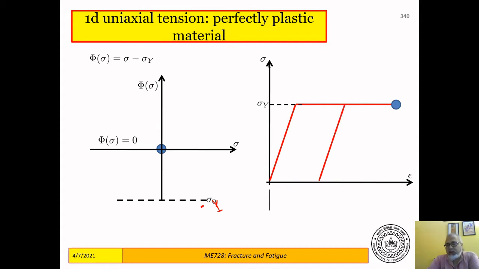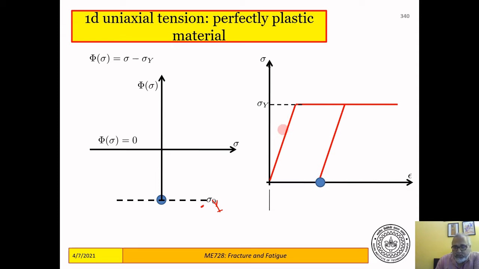Now if I unload the specimen, so I start from here, that is phi goes from minus sigma y, it goes up to 0, then it remains at 0, and then I come back again, this is what happens. It gets stuck at 0, remains stuck at 0, and then it comes back again to minus sigma y. This is what it is going to do even when I am unloading the specimen.